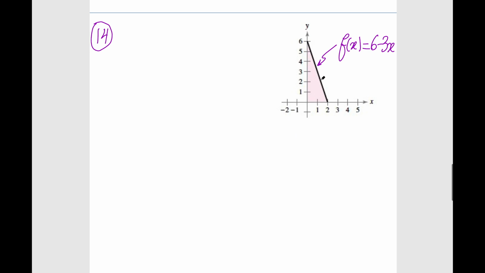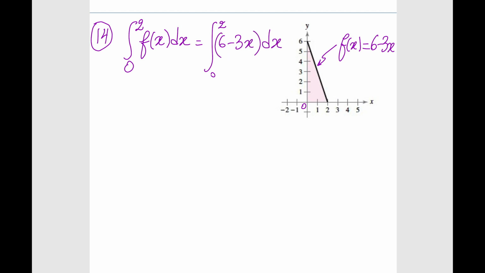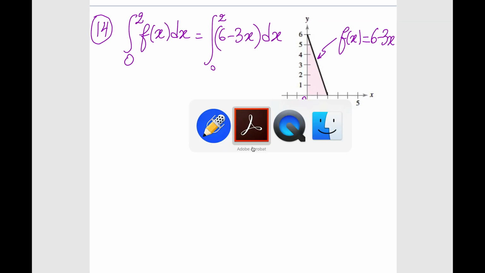So it's below the curve and above the x-axis, right? And the two vertical lines are x equals 0 and x equals 2. So we get this integral. This area that we see here is the integral from 0 to 2 of f of x dx. Correct? And f of x in this case, we know what it is. It's the integral from 0 to 2 of 6 minus 3x dx. So we get this. Okay? Hope it makes sense. Let's move on to a different problem.